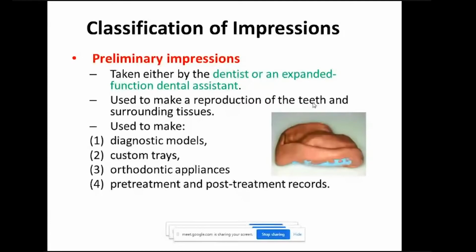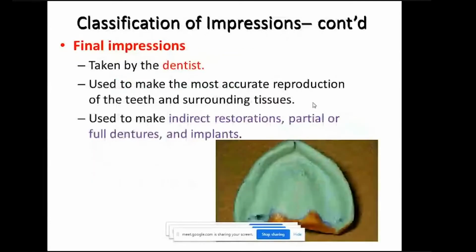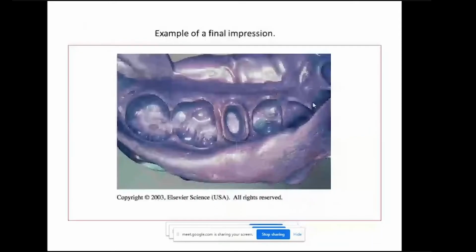While the final impression must be recorded by the professional dentist. Why? Because we need it to be more accurate. This is the impression. Look here. This is the preparation.